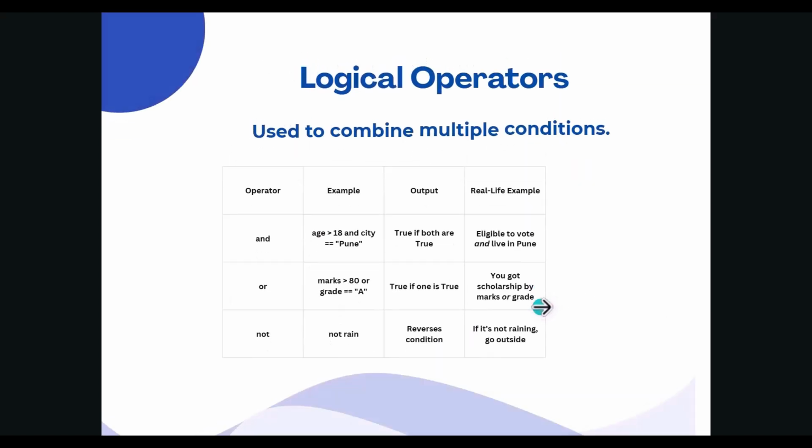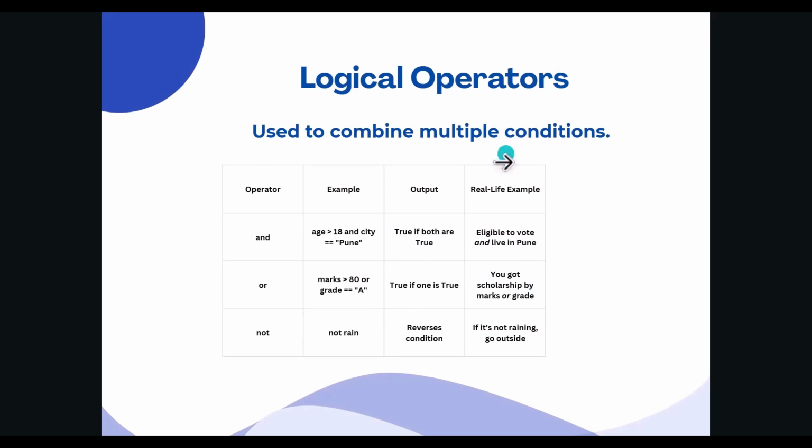Next one is the logical operator. It is used to combine multiple conditions. For that, the operators are and, or, not. And is used when both conditions must be true. Or operator is used when at least one is true. If one condition is true, at that time the or operator is used. Not is for the opposite statement. It is used when you want to check more than one thing. At that time we use the logical operators.